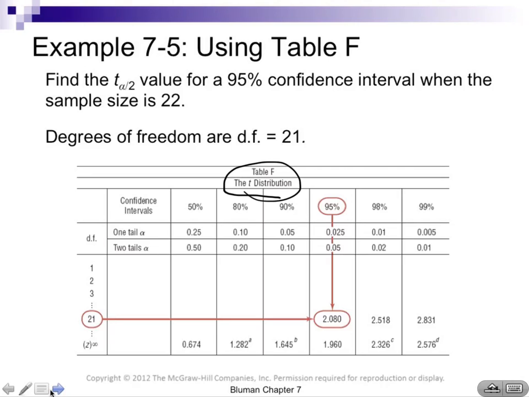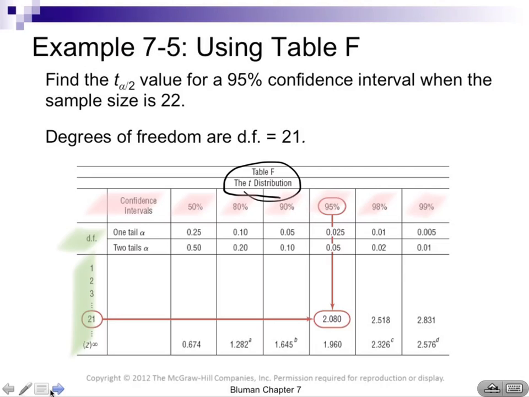Okay, we've got our confidence intervals here: 50, 80, 90, 95, 98, 99%. Those will be stated in the problem, so you'll know which column to use. And here's our degrees of freedom down the side this way. And again, that's the sample size minus 1.